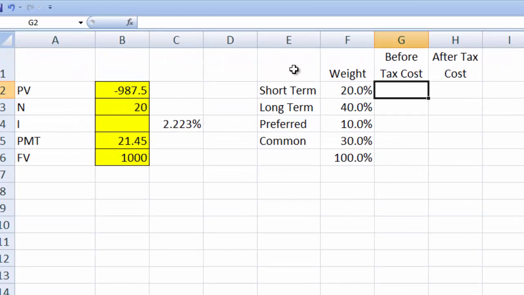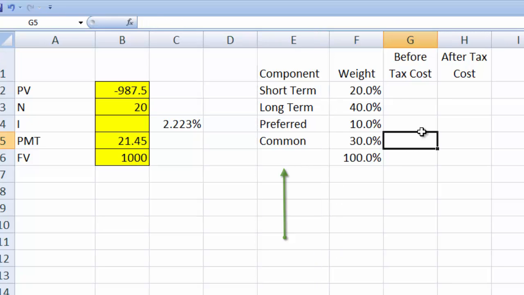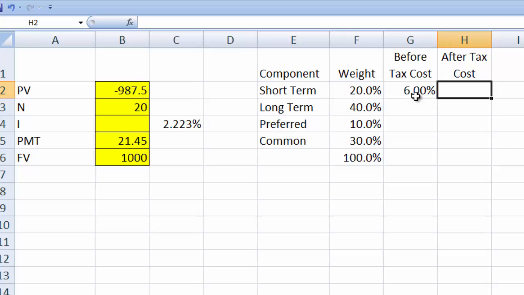So here I've got the different components on the left-hand side. The weight, or the proportion of each component, adds up to 100%. The before-tax cost is going to affect the short-term debt and the long-term debt. And the after-tax cost will simply be the before-tax times 1 minus the tax rate. And because the tax rate is 40%, we'll multiply that times 0.6. And so we already have this after-tax cost of the short-term component. It's going to be 3.6%.